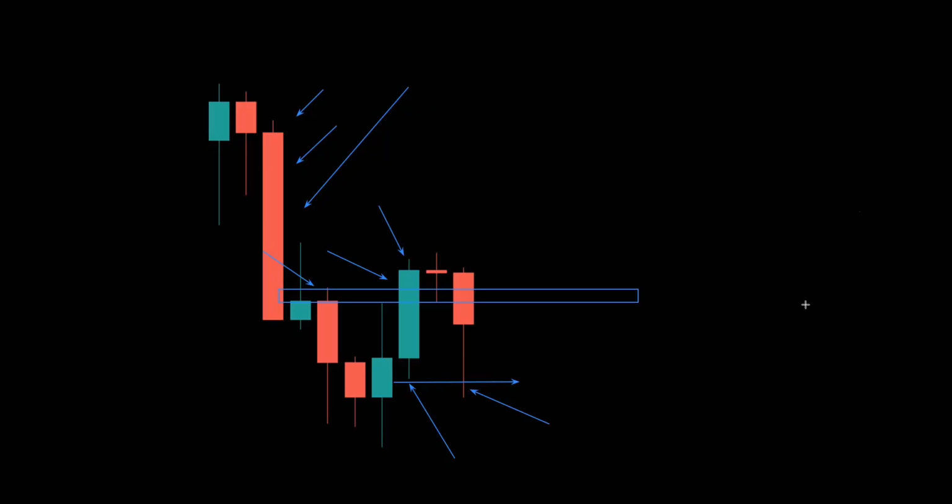Okay, I took a loss, right? I took a loss. How could I have minimized this loss? How could I have made sure that this loss was smaller so that it would have given me more room to take the correct trade later on?